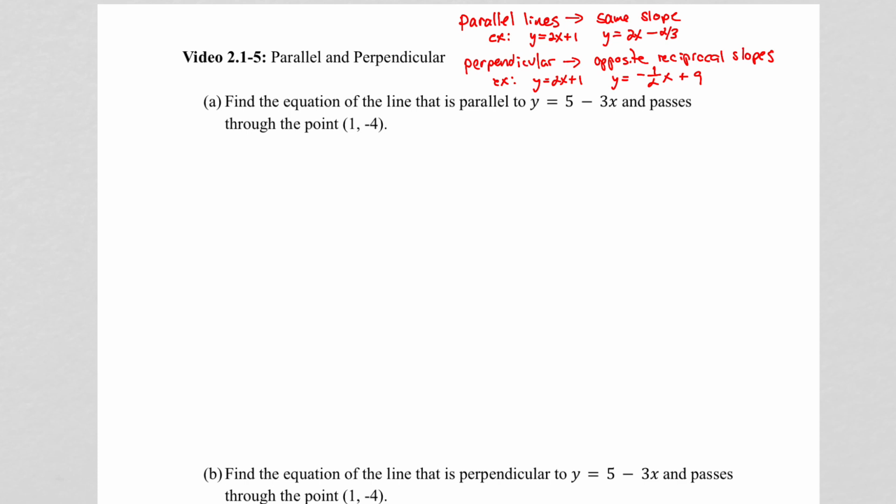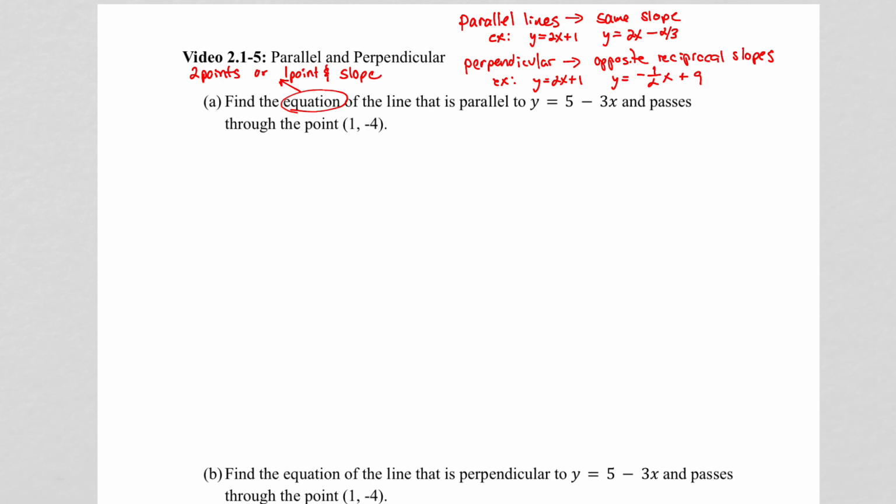So let's look at part A. It says, find the equation of a line that is parallel to y equals 5 minus 3x and passes through the point 1, negative 4. Well, let's remember that if we're looking for an equation, we need 2 points or 1 point and a slope. And honestly, if we're writing an equation, 1 point and a slope is easier than 2 points, because if we're given 2 points, we'd have to use those 2 points to find the slope.